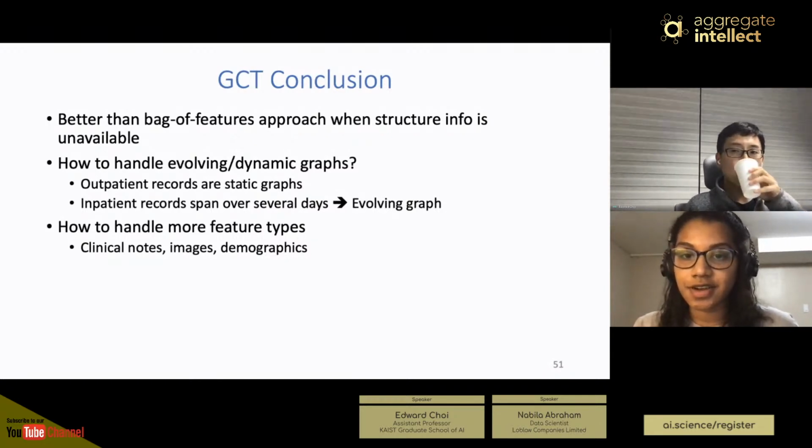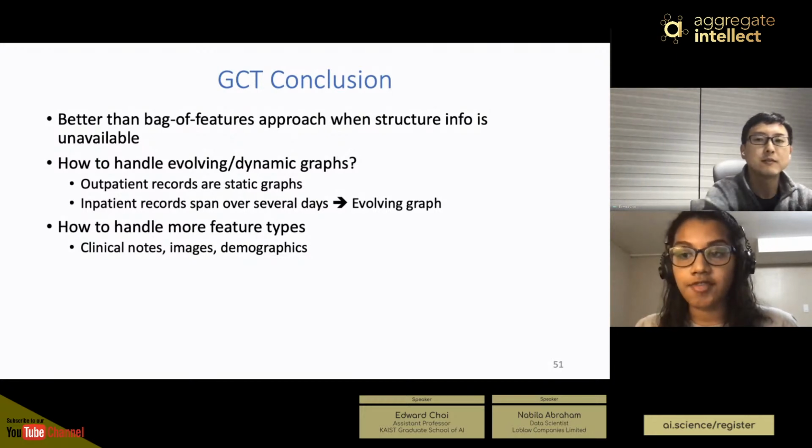Yeah. A couple of questions on your conclusion slide, I guess. Somebody wanted to know what you would do when you have multiple edges?